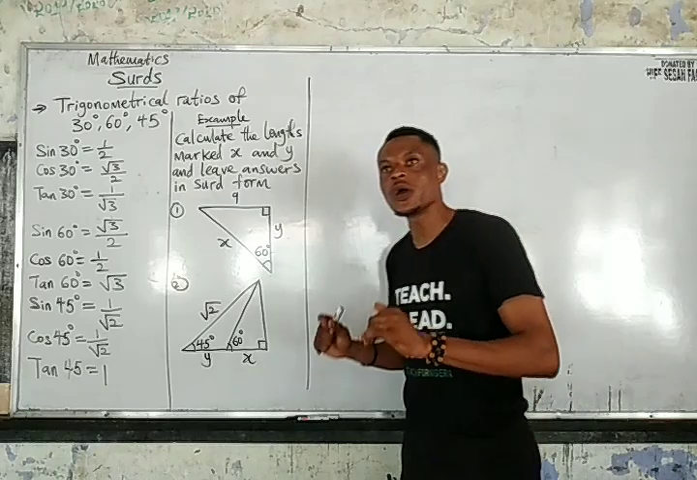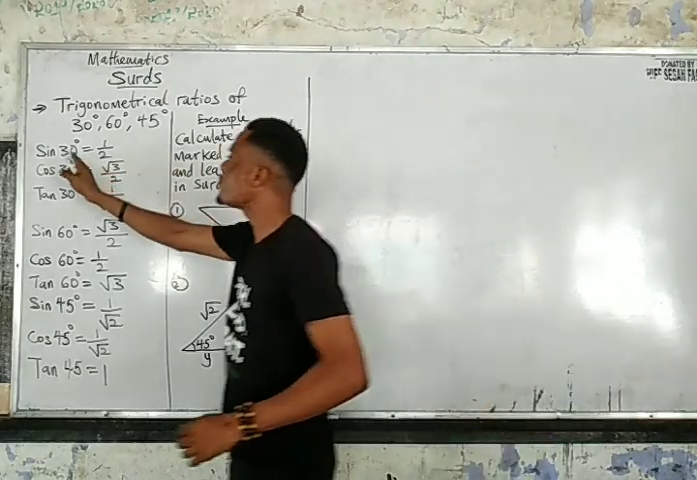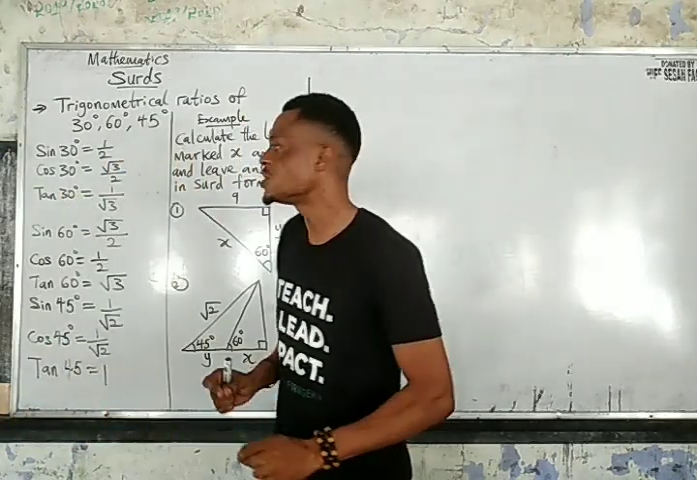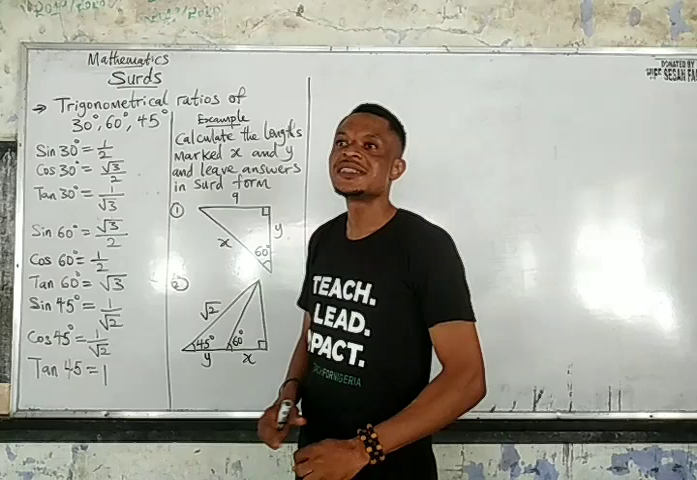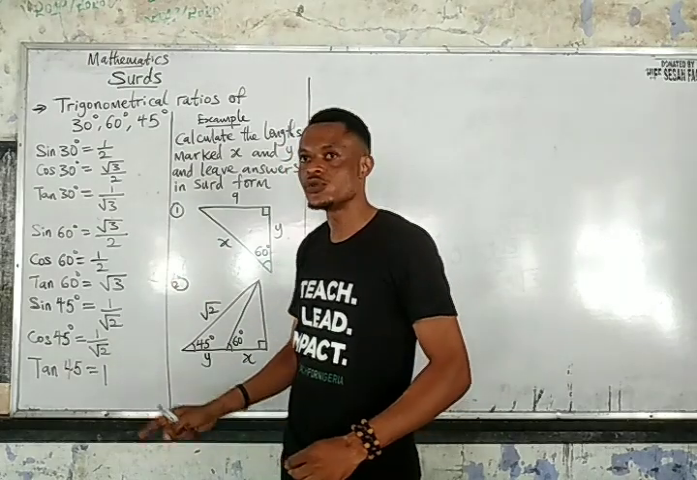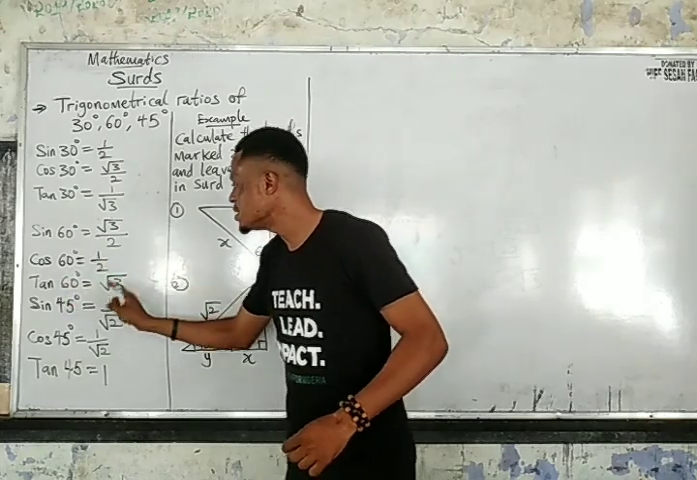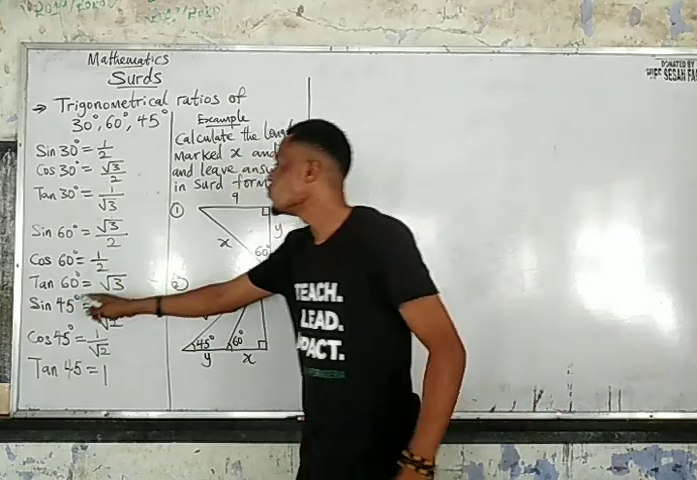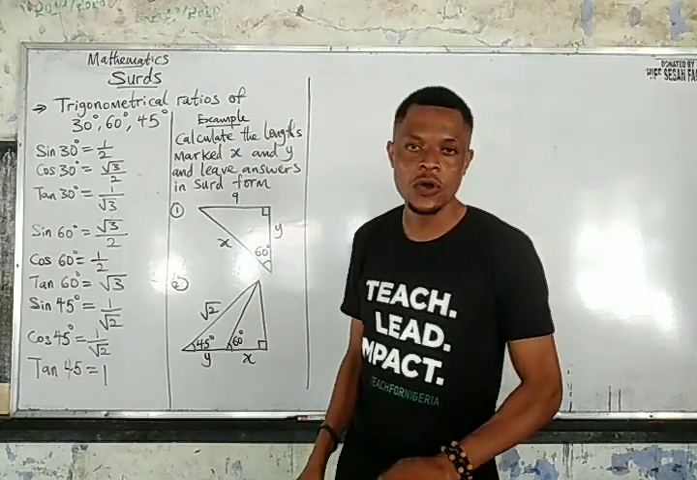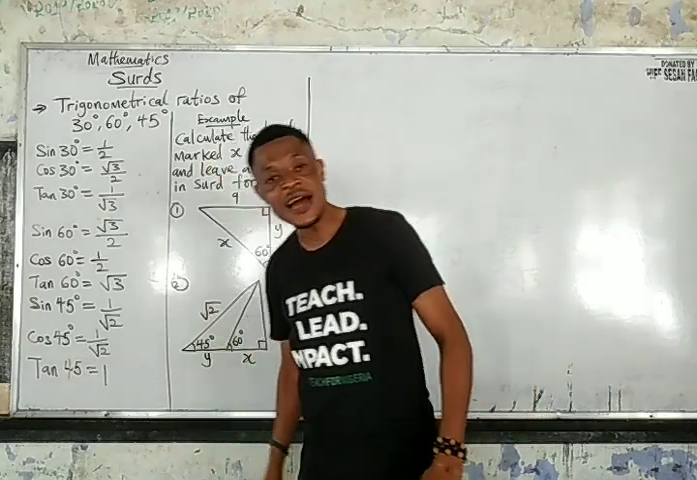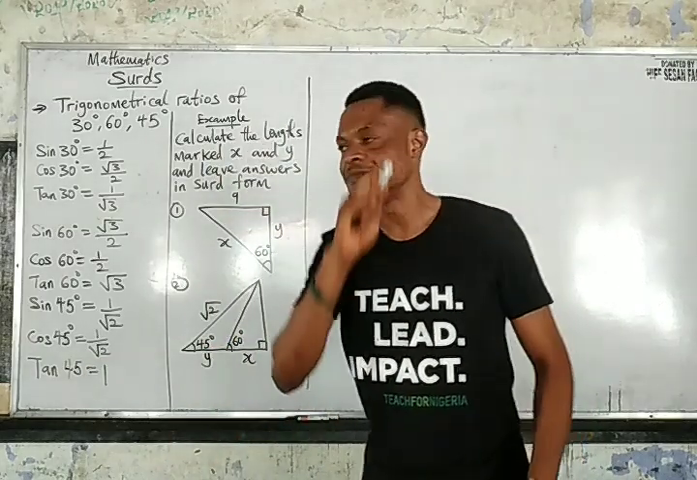So without wasting time in this tutorial session, we have our values already derived: sine 30 is half, cos 30 is root 3 all over 2, tan 30 is 1 all over root 3. Furthermore, for 60, sine 60 gives us root 3 all over 2. Cos 60, I beg your pardon, is equal to half, and tan 60 equals root 3. For sine 45, we have 1 all over root 2. For cos 45, 1 all over root 2 again. And finally, tan 45 is equivalent to 1.